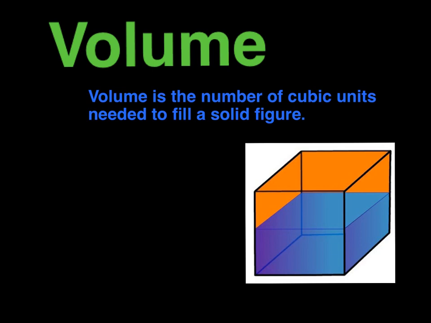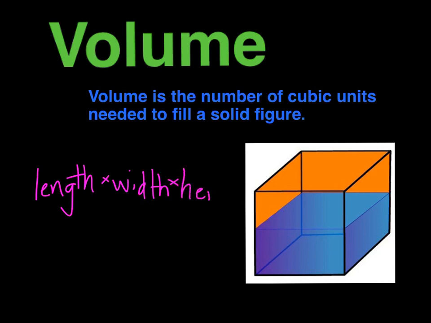The mathematical equation for finding volume is length times width times height. When we're looking at our shapes, we're going to look at the length of our object, the width of our object, and the height. Then we're going to take those three numbers and multiply them together to find volume.